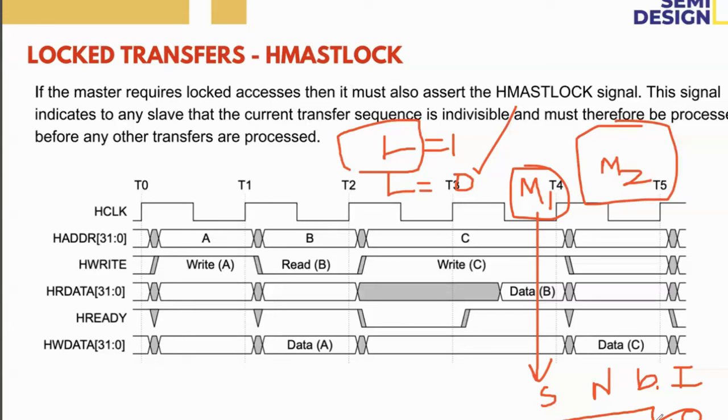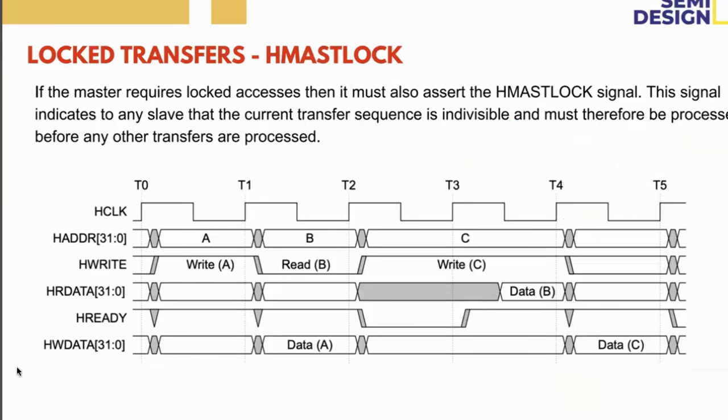Yeah, ma'am. So if HTRANS is equal to IDLE, then there is no need for HMASTLOCK to be 1. So we have to make it 0. The remaining three cases we have to make it 1, because the master is not doing any operation. So we no need to put a lock. We no need to lock that bus to that master. We can give that bus access to some other master.